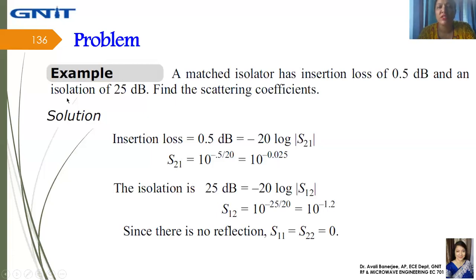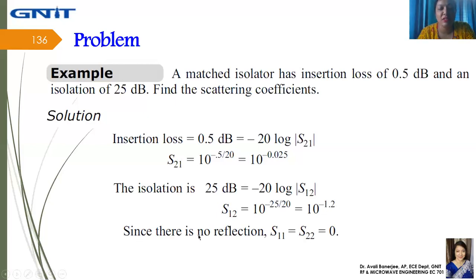Now the next thing which is given is isolation. So isolation is given as 25 dB. Already I have told you that the insertion loss is approximately 1 dB and the isolation lies between 20 to 30 dB. So here in this question, it is given as 25 dB. Now the formula for this is minus 20 log of S12. So from here, we will find out the value of S12. It is approximately equal to 10 to the power minus 1.2.